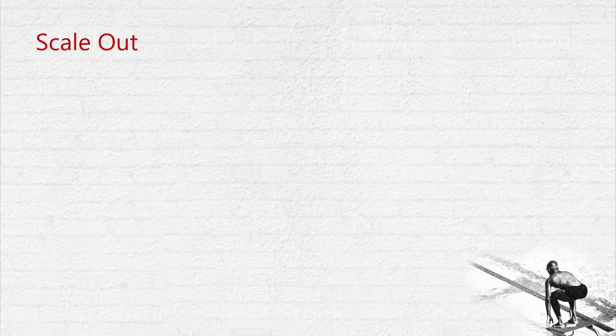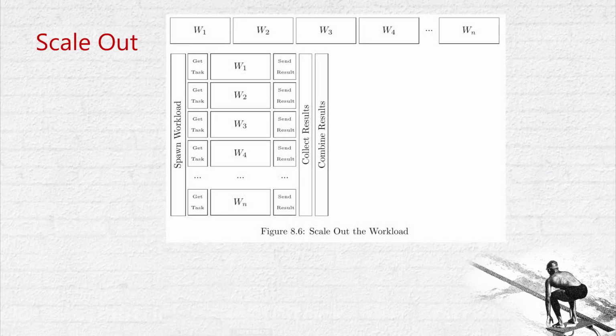Scale out is basically the same as scale up, with one additional step at the beginning and at the end. We have to send out the tasks to the various machines. So we have to spread the workload across the machines, and then they have to send back the results to one coordinating machine. This one has to collect all the results, synchronize them, and then most likely have one more step to combine.